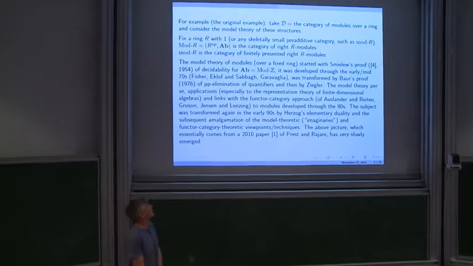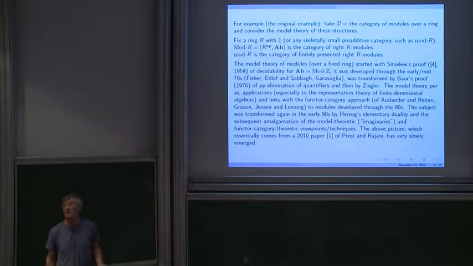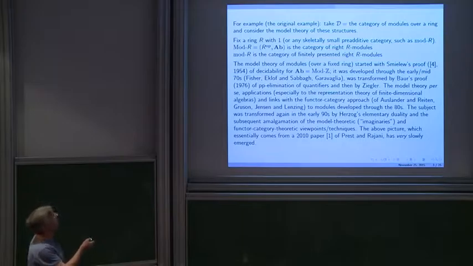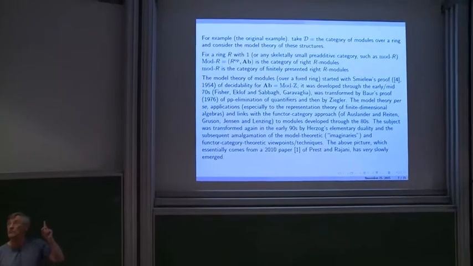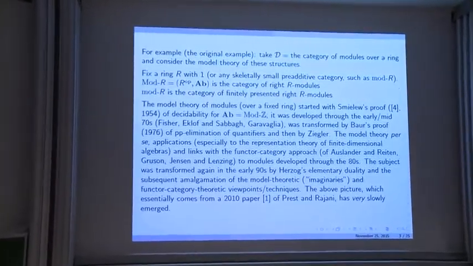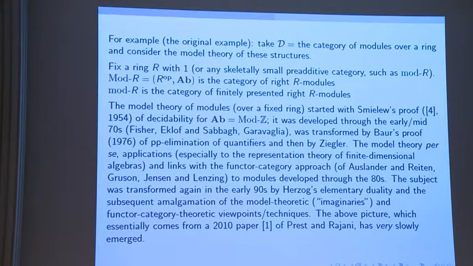Right, so I will begin with the original example of a definable category, which is just a category of modules over a fixed ring. So we fix a ring with one, or just take any skeletally small pre-additive category. The ring is the case where there's just one object, so it's a category enriched in abelian groups. In fact, this notation means the category of finitely presented right R-modules.